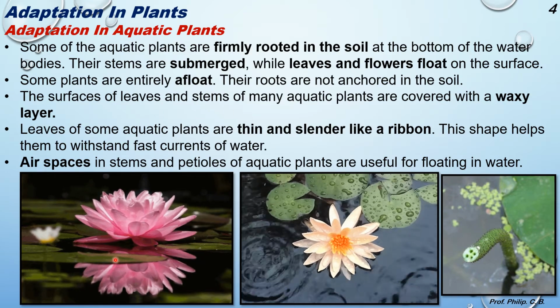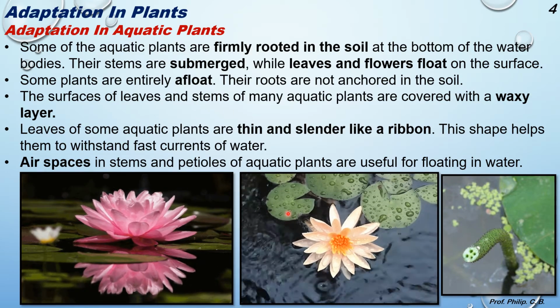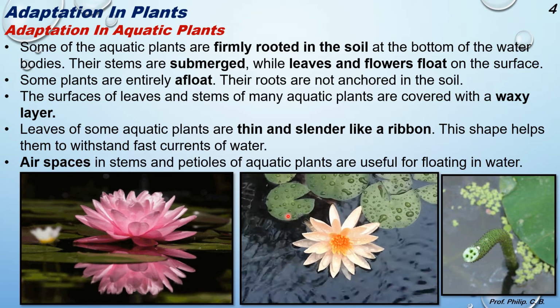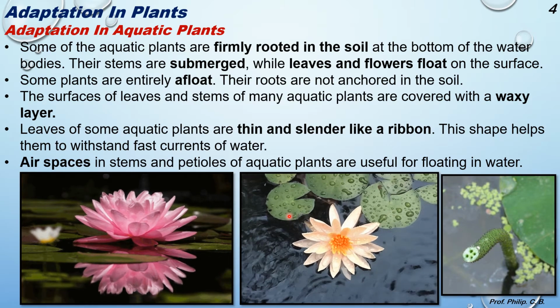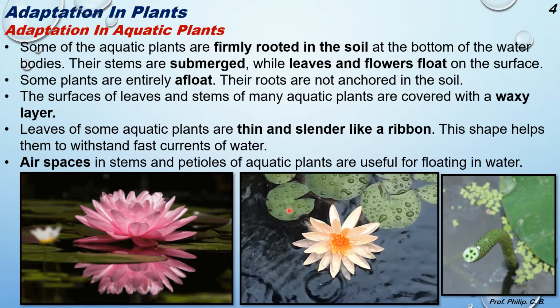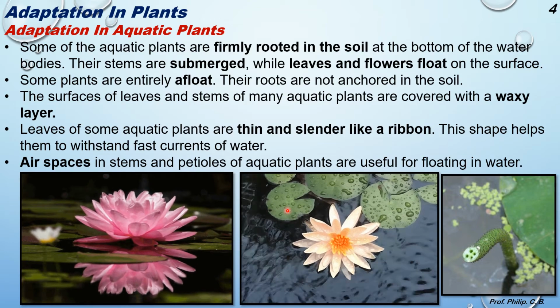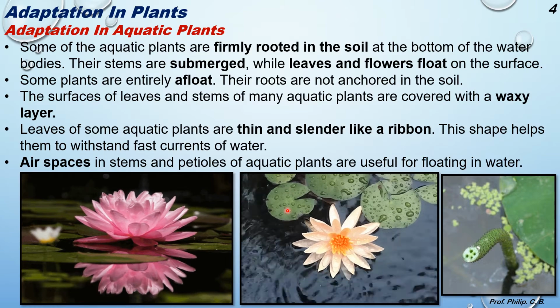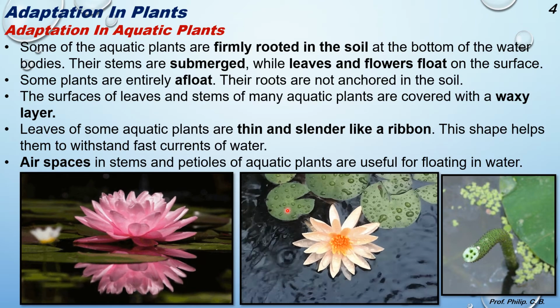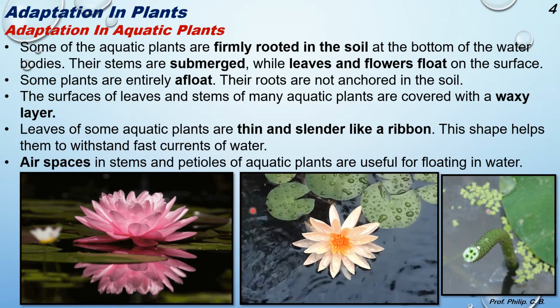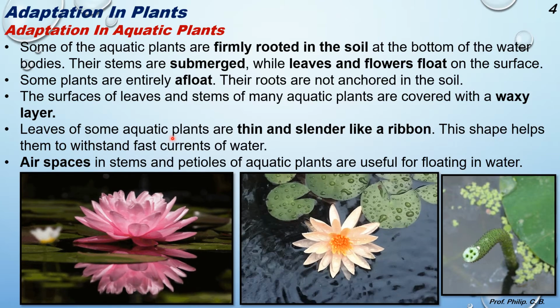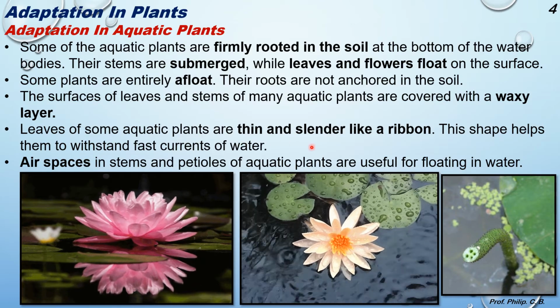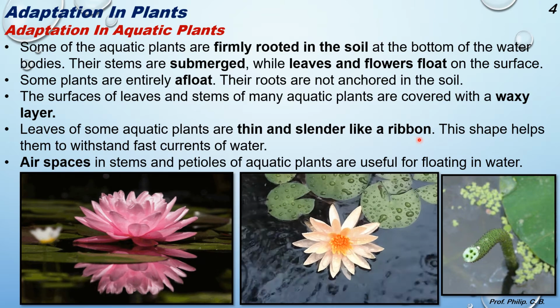So you can see here the leaves of the lotus plant floating in water, and the water is not absorbed by it. If the water drops, you can see they remain on the top of the leaf. Because of the waxy layer, it remains fresh for a longer duration of time, so it does not get spoiled. Next, leaves of some aquatic plants are thin and slender like a ribbon.